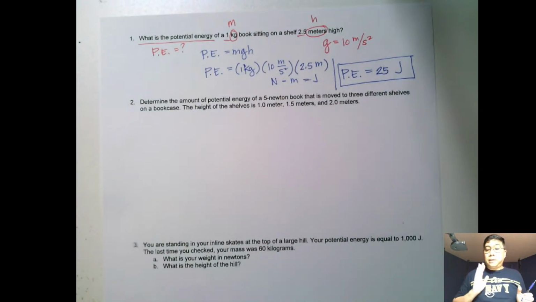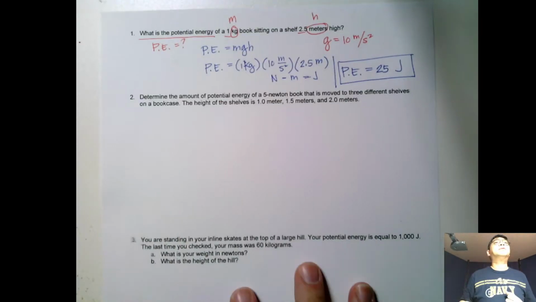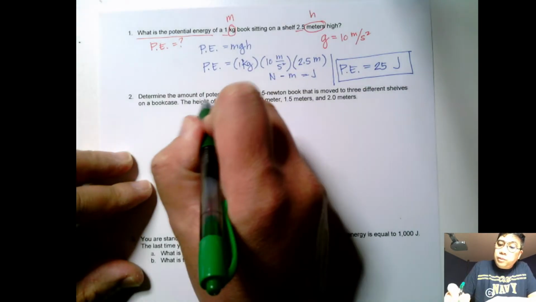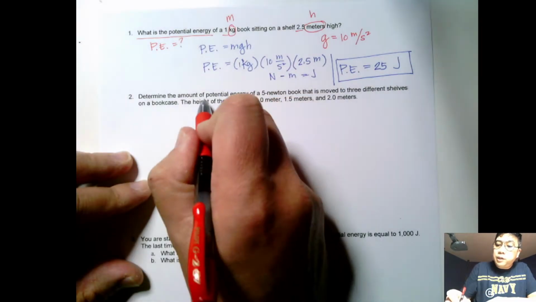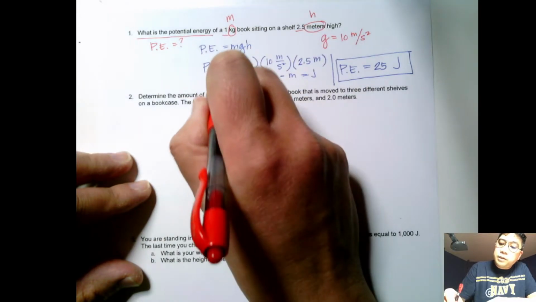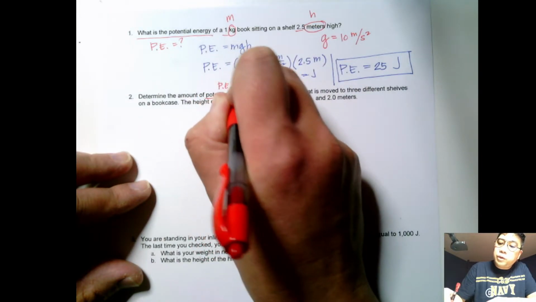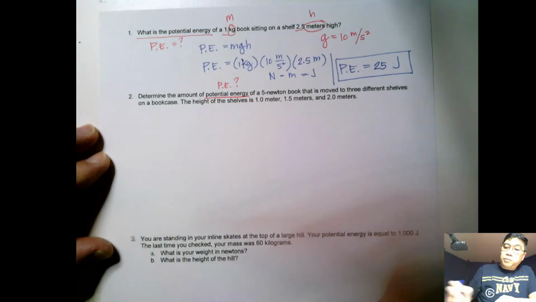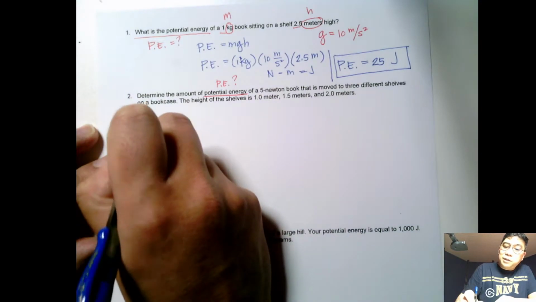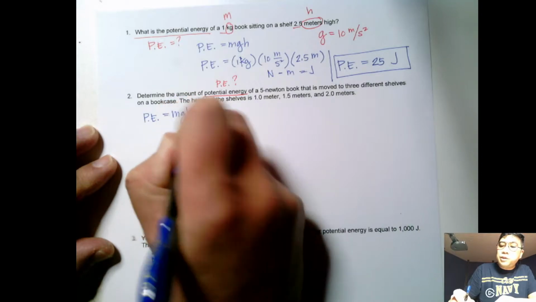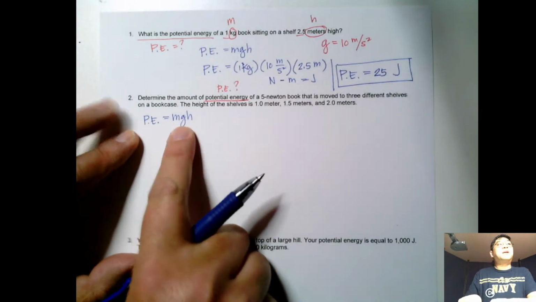Okay, so now the second question. Let us read. Second example: determine the amount of potential energy. So we're trying to figure out the value of the potential energy. Again, we are going to be solving for the potential energy, PE. And from the notes that we have, potential energy is mass times g times height. So we are going to use that equation.